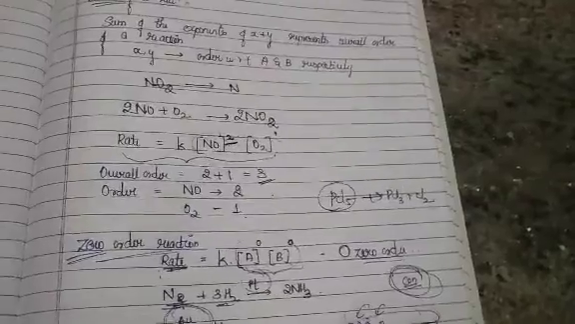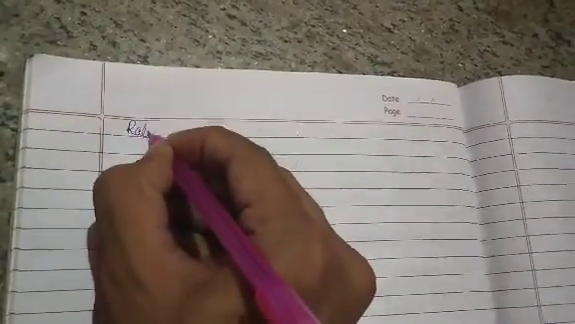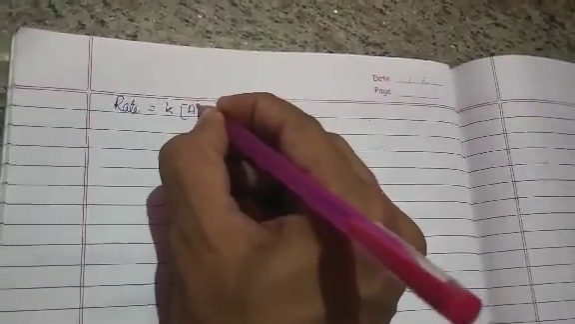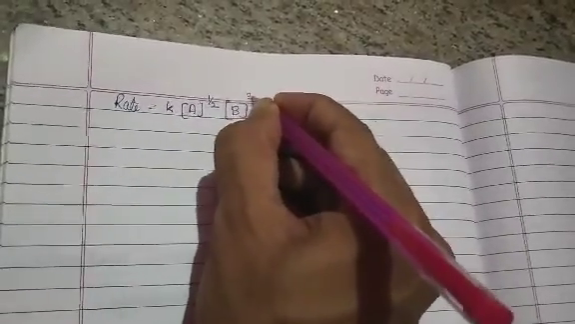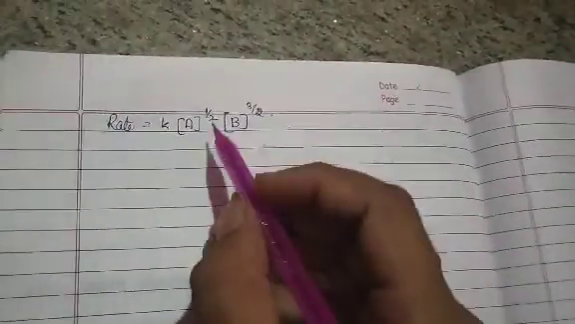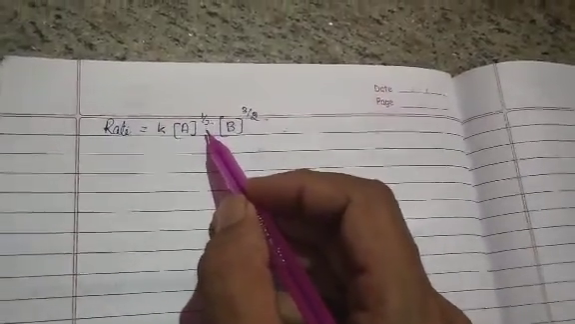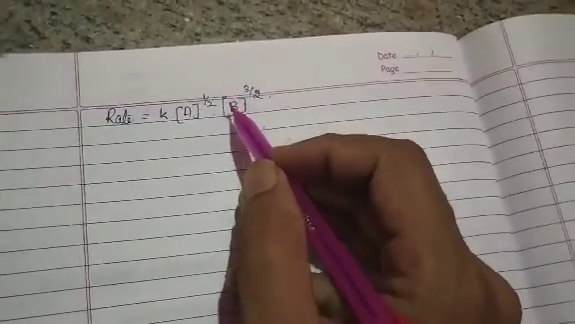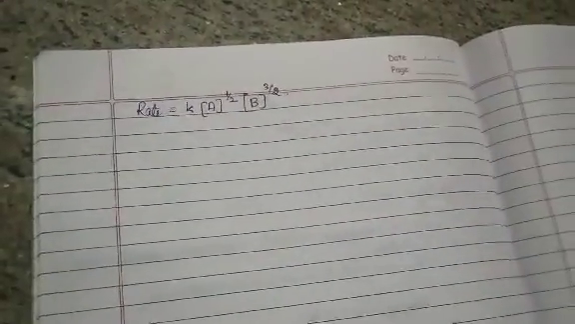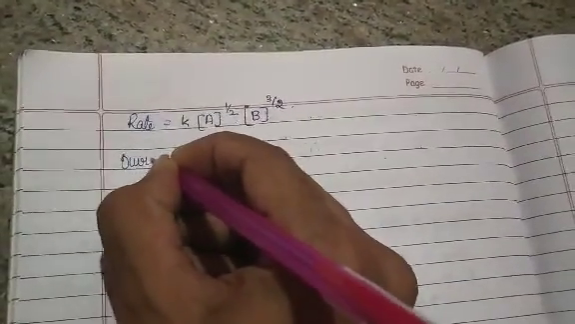Just let me give you an exercise now. Let us take an exercise problem. You have been given rate equal to K times A to the power of 1 by 2 and B to the power of 3 by 2. Please notice here that the order of a reaction can even be a fraction. It can also be equal to 0, and it is an experimentally determined value. They have asked you to calculate the overall order of the reaction.